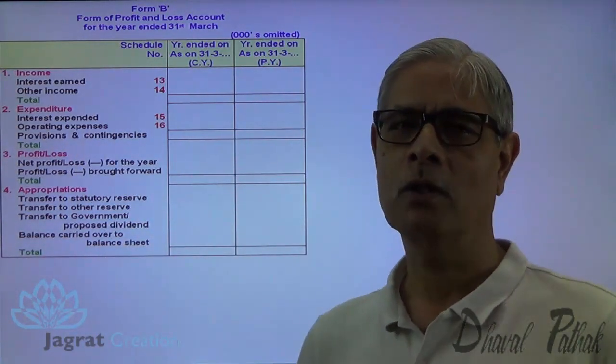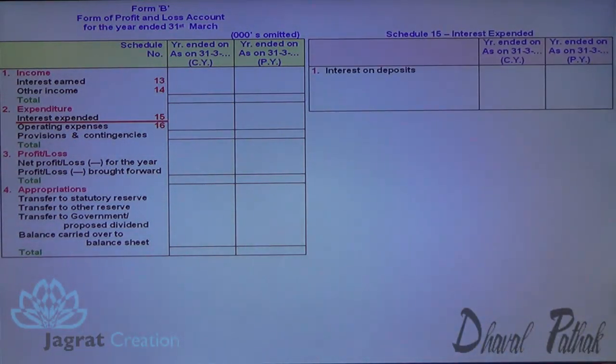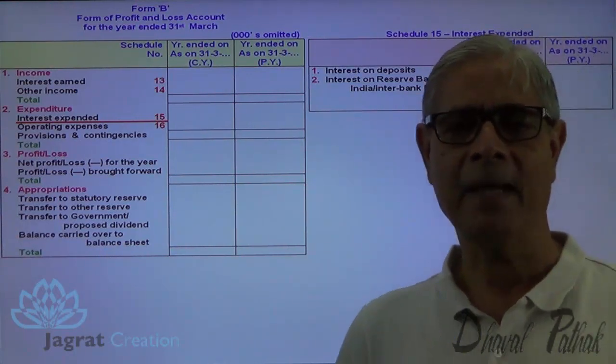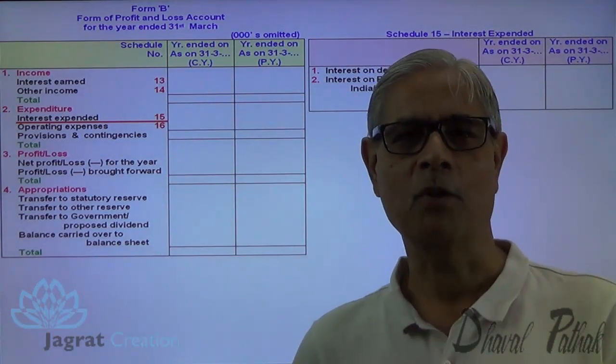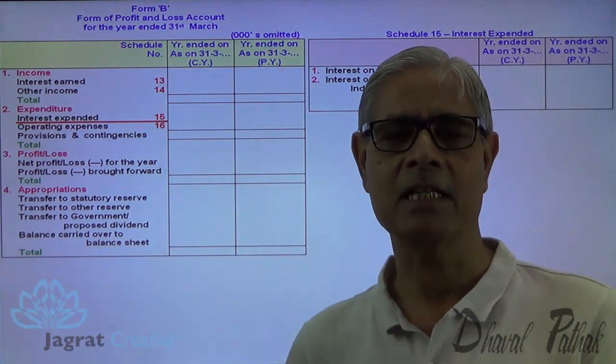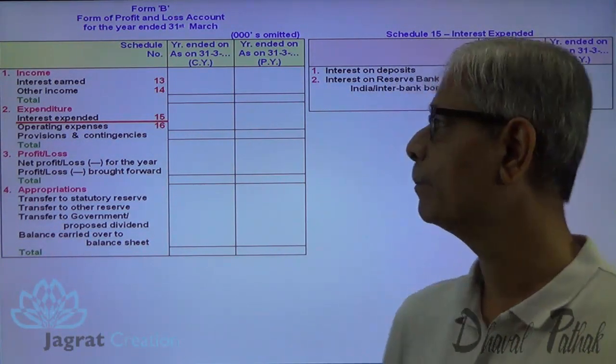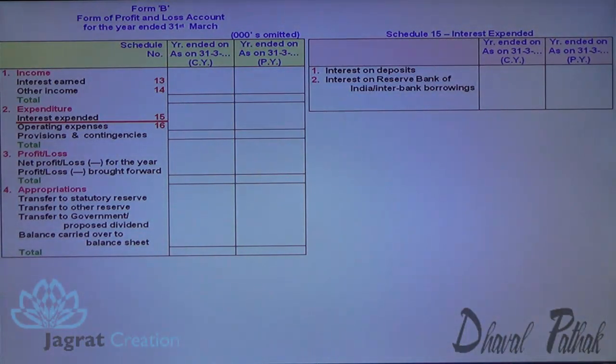Now, I want to go for the next title, that is interest expended. Interest is paid by the bank on deposits. Interest is paid by the bank to the Reserve Bank of India or other banks on the borrowings taken by the bank from other banks. If the bank has borrowed money from Reserve Bank of India for the purpose of advancing, on advances the bank will receive interest, but the bank is required to pay interest on the funds borrowed by it. So interest on Reserve Bank of India and interbank borrowings, others are to be specified.